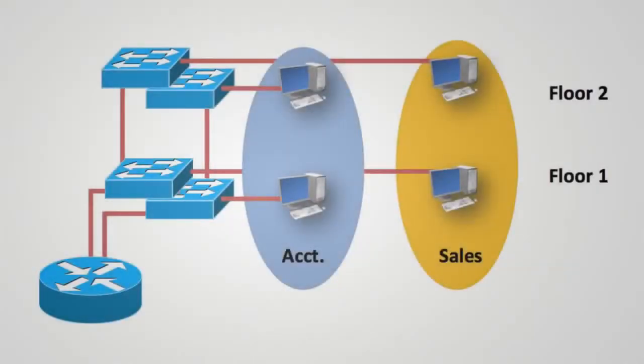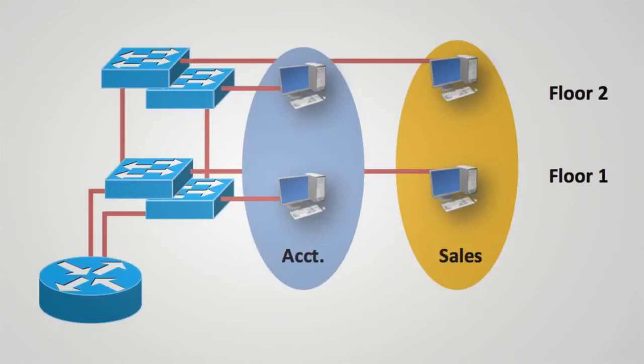Consider the topology we have on screen. This is representative of the fact that we have a couple of departments within the same building that are connected to the same network. But we want, for performance reasons and for security reasons, to keep the accounting traffic separate from the sales traffic. In other words, we want the accounting devices to be in their own broadcast domain.